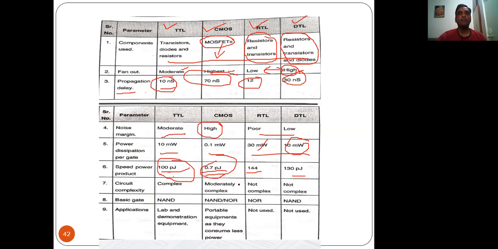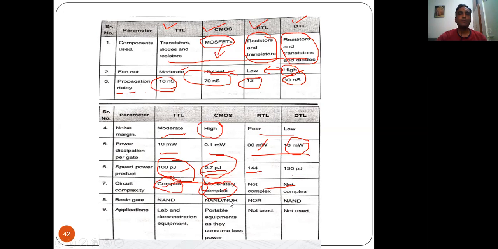Okay, circuitry, CMOS is little bit complex. TTL is also moderately complex. Over here it is written complex, but it is not that much complex. Okay, these are not complex as we know. Basic logic gates of TTL, that is a NAND gate. Over here it can be in CMOS NAND or NOR. Over here in RTL it is NOR, we have discussed. In DTL we have discussed it is NAND gate. Okay, now applications, as we know that RTL, DTL are not used. TTLs are used in laboratory, and CMOS are largely used.